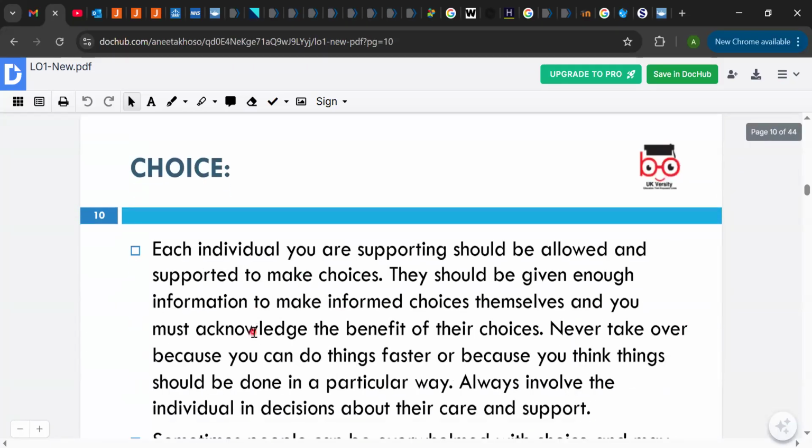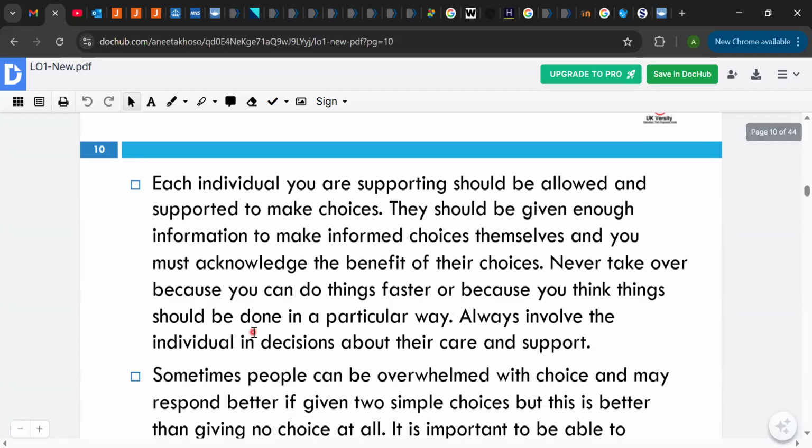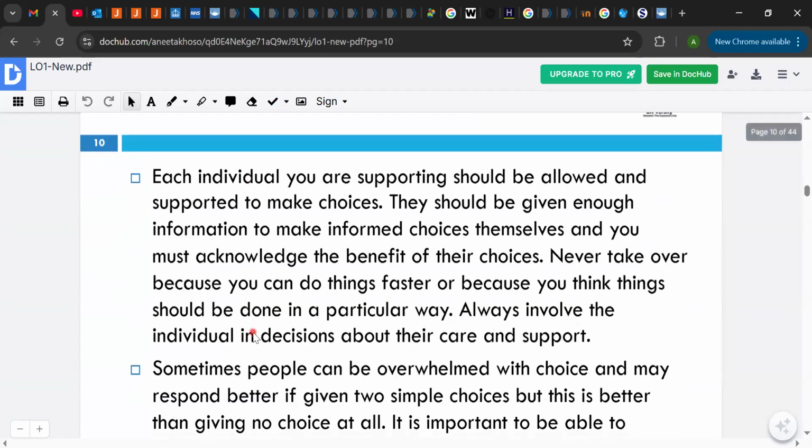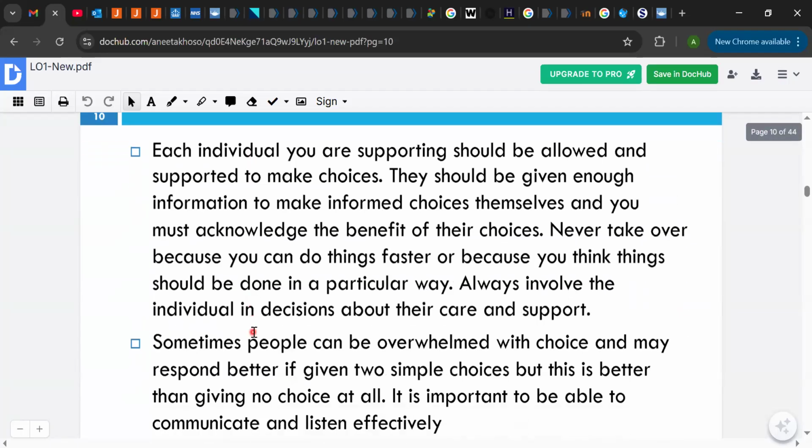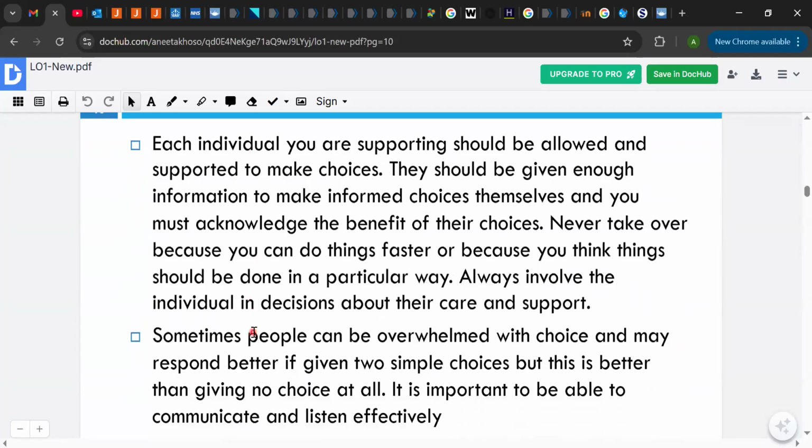And then there's choice. So what is choice? Each individual you are supporting should be allowed and supported to make their choices. They should be given enough information to make informed choices for themselves. And you must acknowledge the benefit of their choice. Give them a decision, but then ask them, is it okay with you? Are you okay with this plan?